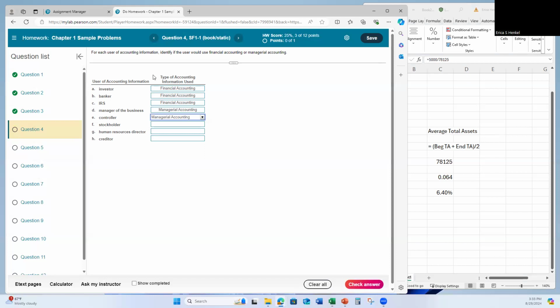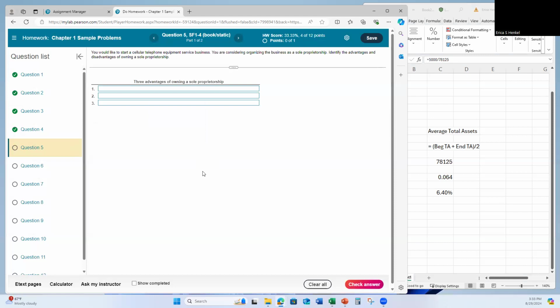Stockholders are the same thing as investors. They're people who have already invested, therefore they are outside and they prefer financial accounting. Human resources directors are inside the company. They are concerned with managerial accounting to determine whether you can afford to pay higher salaries or hire more people. And then creditors are people who are lending you money. They would be interested in financial accounting.